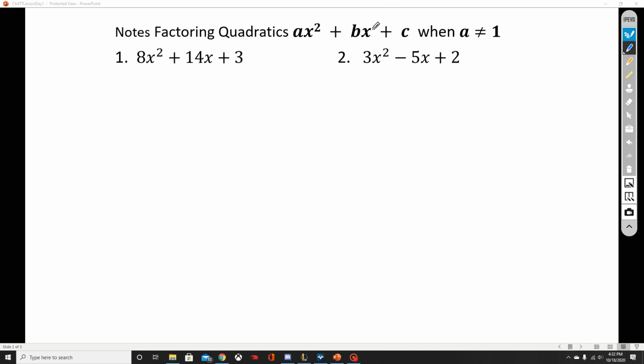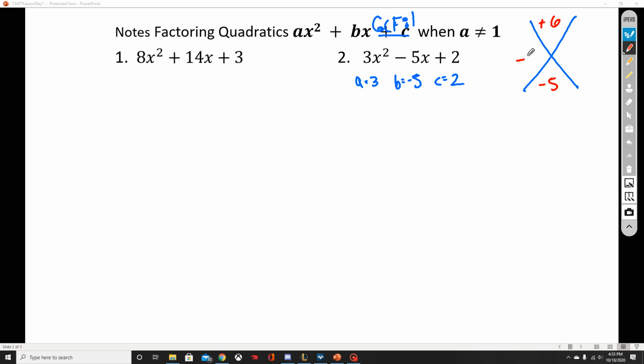Alright, so number 2, we check the GCF, of course. The GCF is 1. Alright, so A is 3, B is -5, C is 2. We're going to set up our cross. Up top in our cross is A times C, which is 3 times 2, so that's positive 6. And the bottom is B, which is -5. We're looking for two numbers that multiply to positive 6 and add to -5.